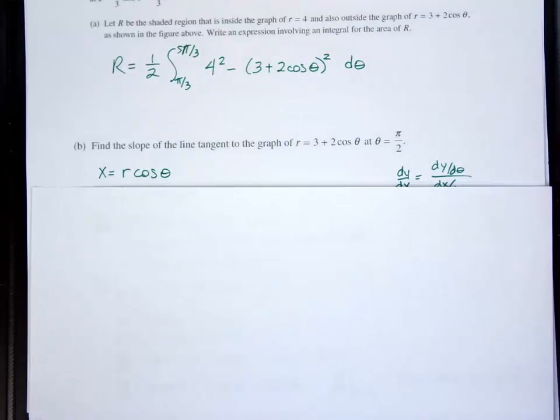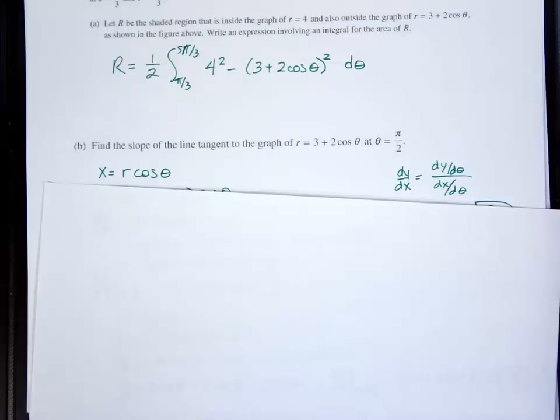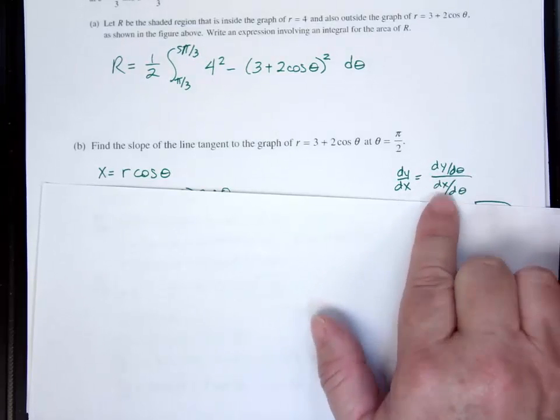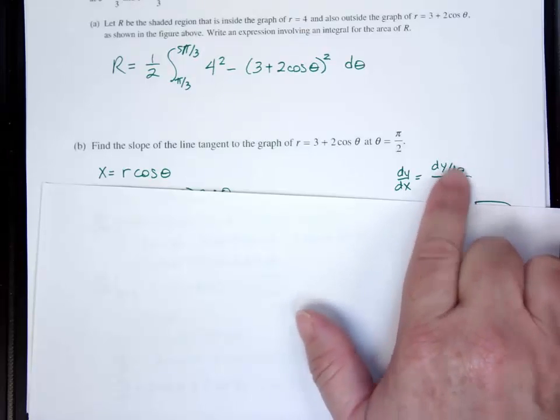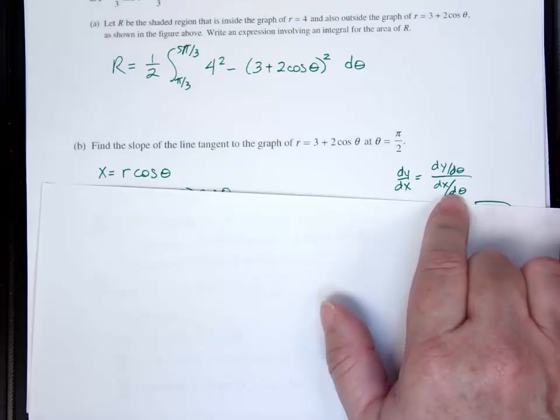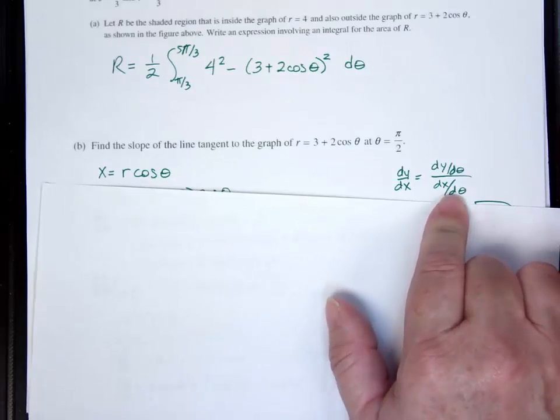Now before I go any farther, let me show you over here where I'm headed. dy/dx is equal to (dy/dθ) over (dx/dθ). So I'm trying to create these two equations, dy/dθ and dx/dθ, at π/2 so that I can plug them in. So here's my first step.